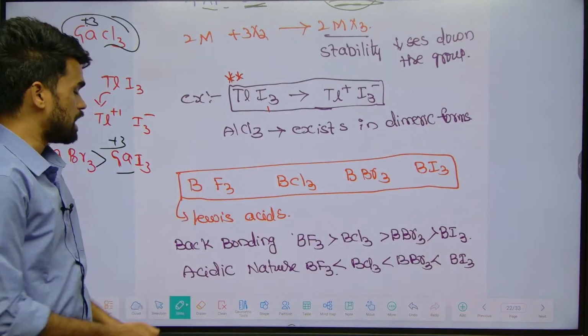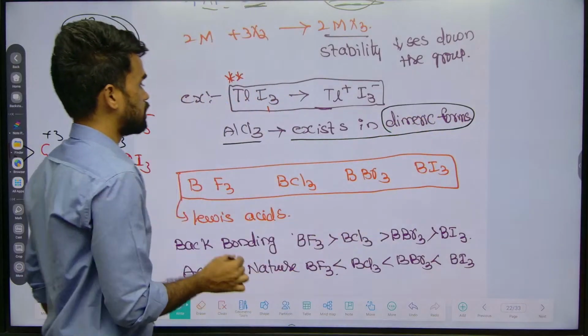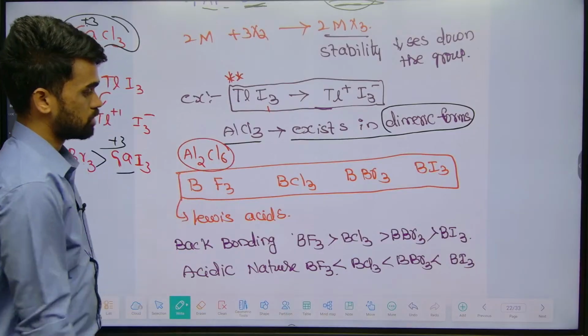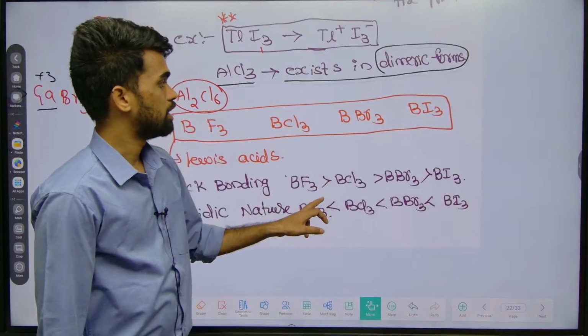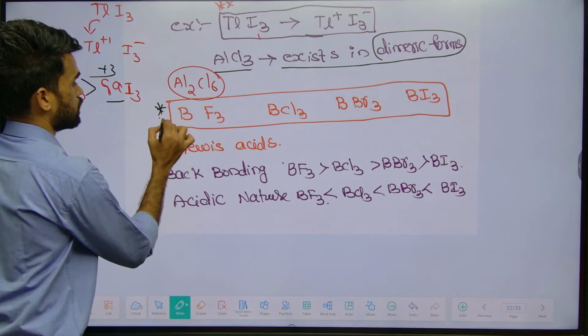Okay. Whereas aluminum chlorides exist in which form? Dimeric form. It means what is that formula now? Al2Cl6 type. Okay. And here this is again a very important topic now.